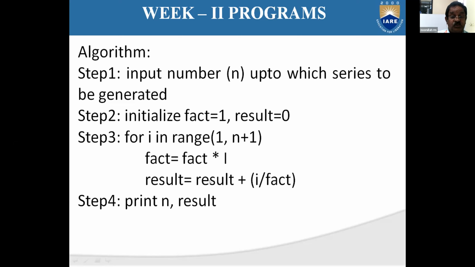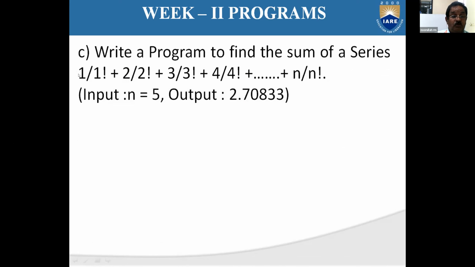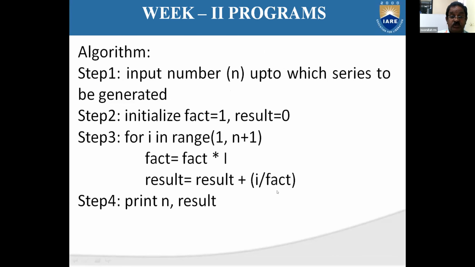Now result equals result plus i by fact, because you are finding the sum of the series 1 by factorial 1 plus 2 by factorial 2, 3 by factorial 3. So that's why you will be using result plus i by fact.